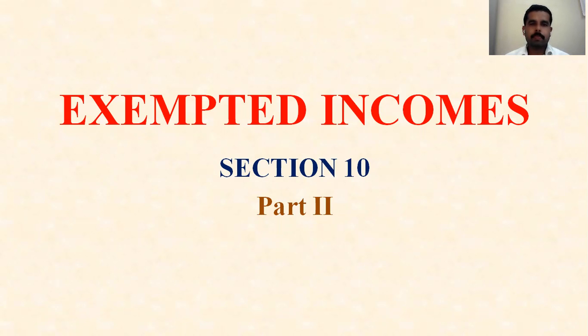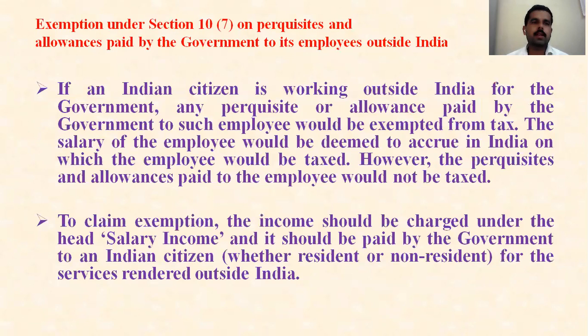In this part 2, a few sections are there, that is exemption under section 10, subsection 7 on perquisites and allowances paid by the government to the employees outside India. Those who are working outside India, the amount should be paid by the government of India. For them, these amounts should be completely tax-free, exempted amounts, the allowances and perquisites.